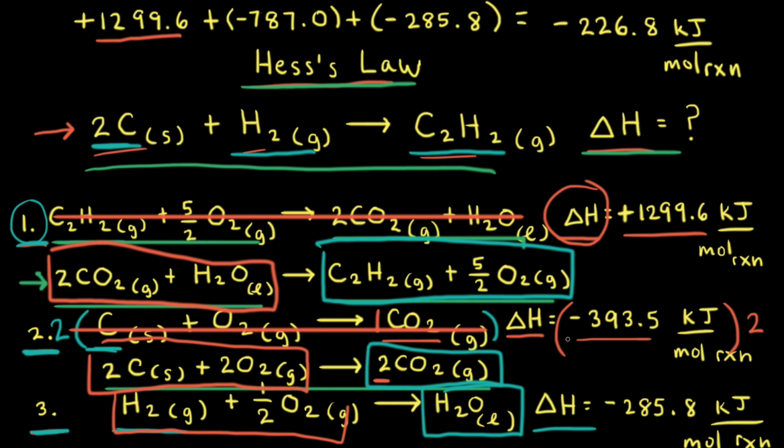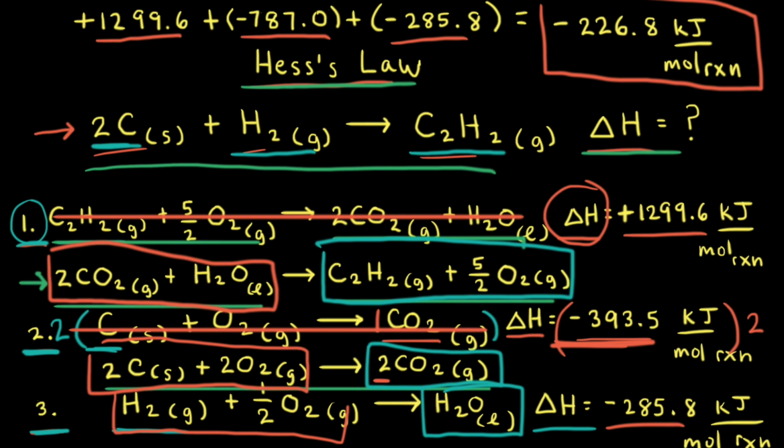For our second equation, it was negative 393.5 times 2, which is negative 787.0. And for our third equation, we didn't change it at all. It was negative 285.8. So when we add those three together, we get negative 226.8 kilojoules per mole of reaction. So for the formation of 1 mole of acetylene from 2 moles of carbon and 1 mole of hydrogen, the change in the enthalpy for that reaction is equal to negative 226.8 kilojoules per mole of reaction.